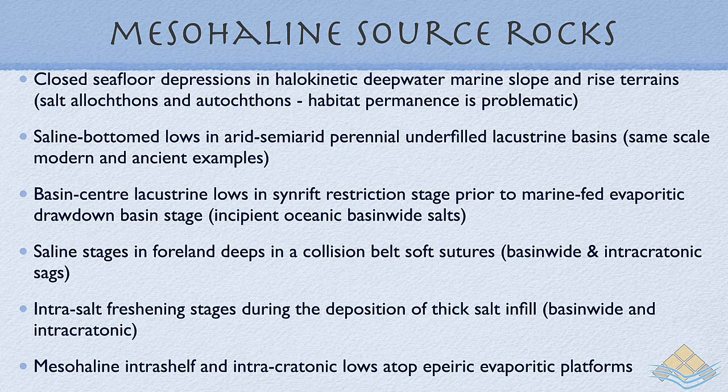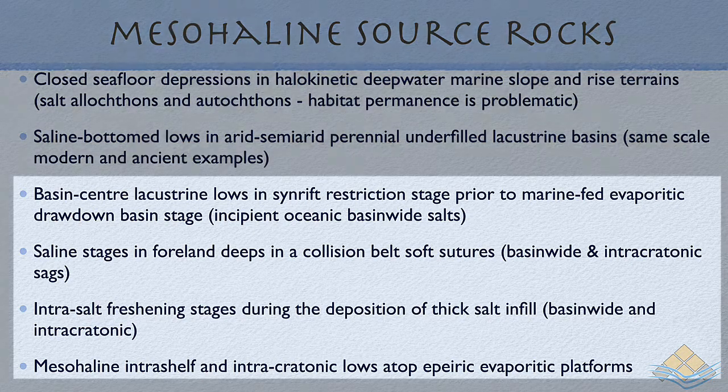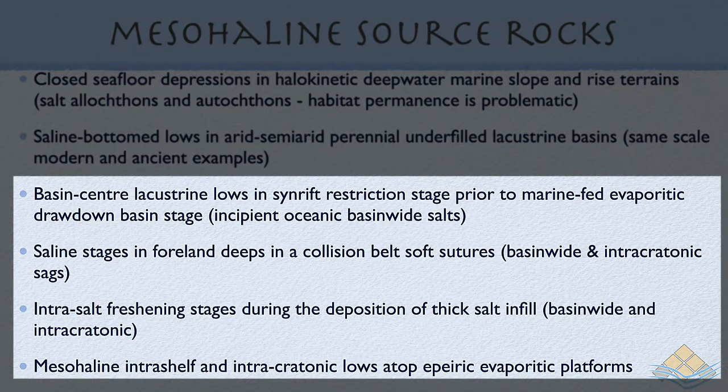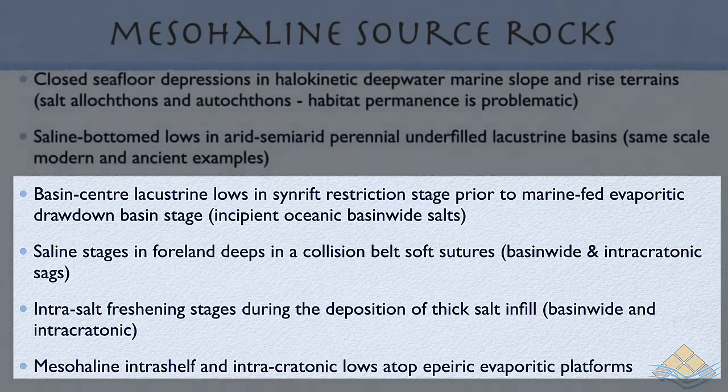The other system that we looked at in the previous module with same-scale modern and ancient counterparts was the underfilled mesohaline lacustrine setting, where comparisons were made between African Rift Valley lakes and ancient similar successions, for example, in the Green River Formation. The other 4 examples that we're looking at of mesohaline source rocks are all examples where we do not see same-scale modern and ancient counterparts.